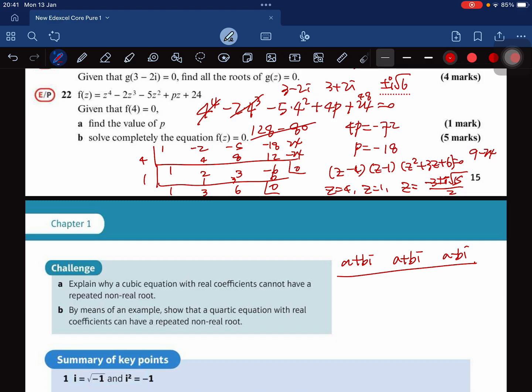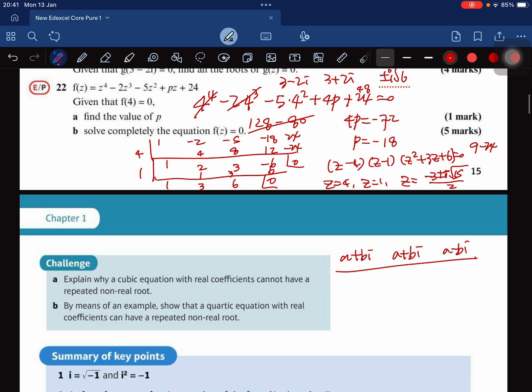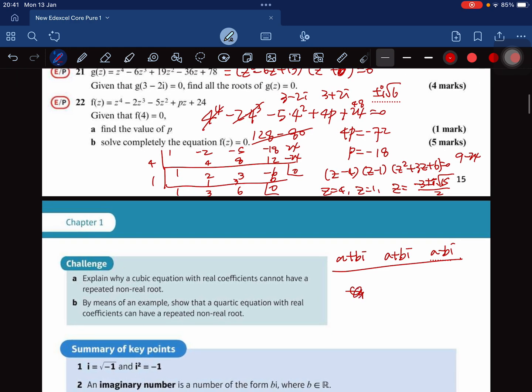By means of an example, a quartic equation with real coefficients can have repeated non-real roots. Let's say i, i, negative i, negative i, for example. So z squared plus 1, squared. This is a quartic equation which has the non-real root repeated.